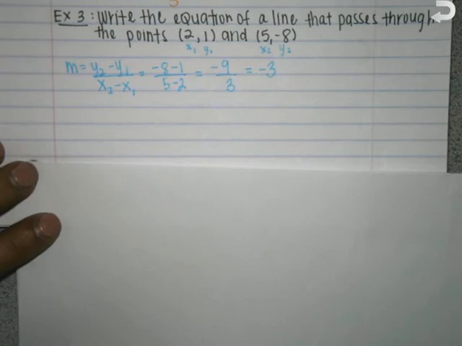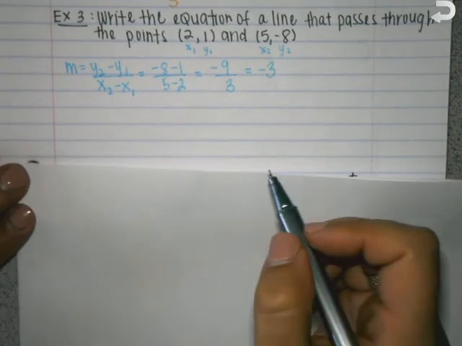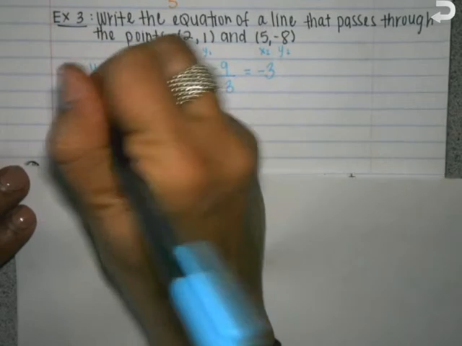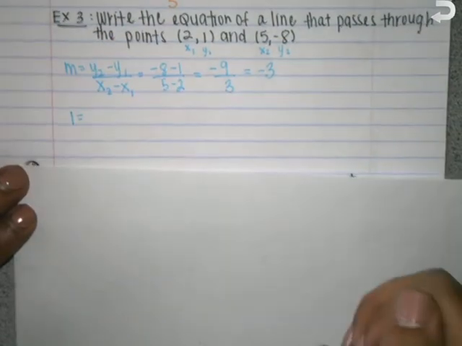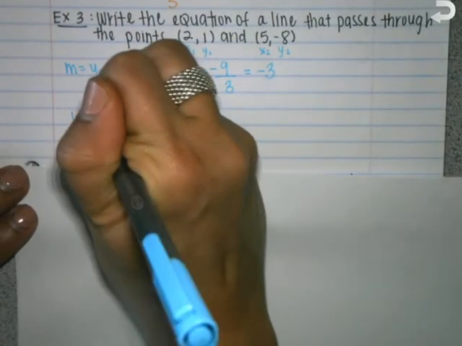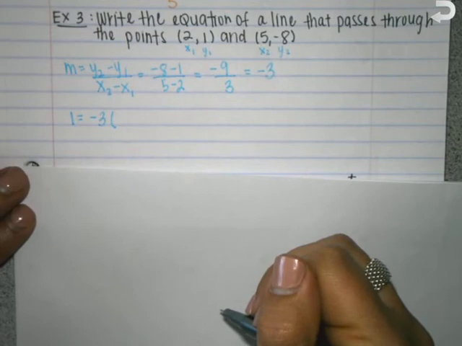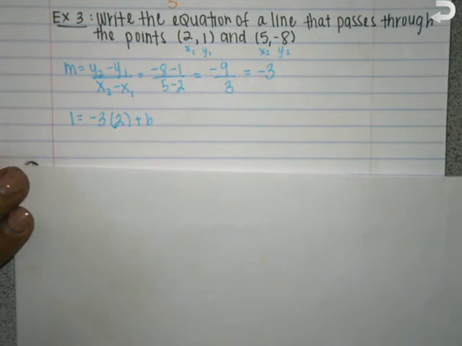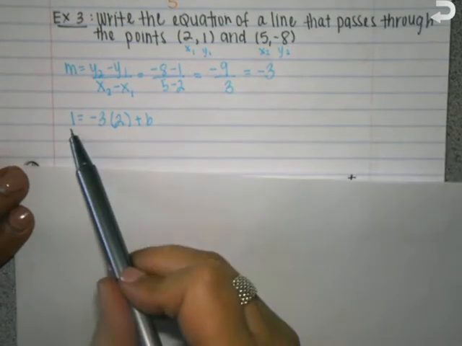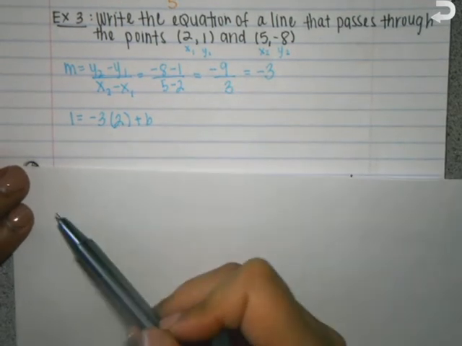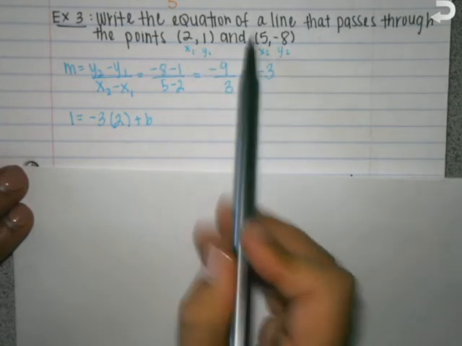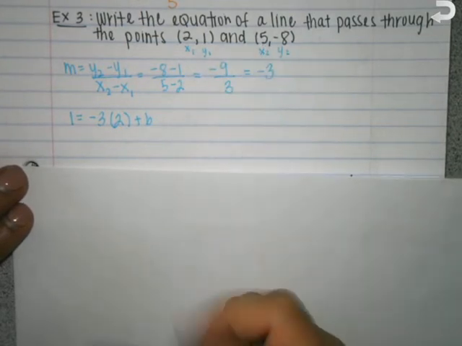Okay, so it's y equals mx plus b. Which point is the 1? Which one is the y? 1. So that's going to be 1 equals m, which is negative 3, times x. What's the x? 2, plus b. So I plugged in a y and an x that was given to me that I know are on the line because they told me they were. If you use 5, negative 8, you would get the exact same answer. And then we just solve for b.